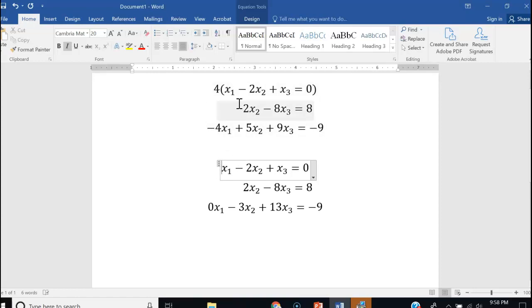So I kept the first equation the same, and I replaced this third equation with 4 times the first plus the original third equation. Okay, so that eliminates my x1s, all except for this very top equation. All right.